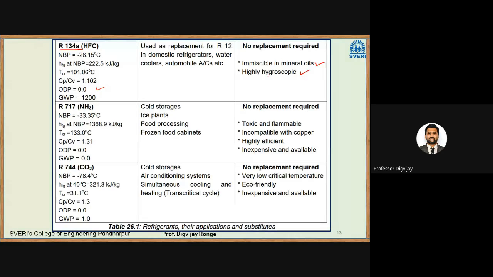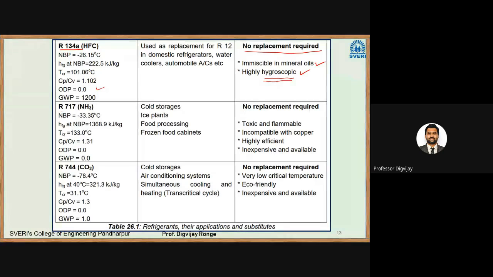Does anybody know what the meaning of hygroscopic is? Okay, I'll tell you. Hygroscopic means it has a tendency to absorb moisture or water. So R134A has a large tendency to absorb moisture. But no replacement is required.